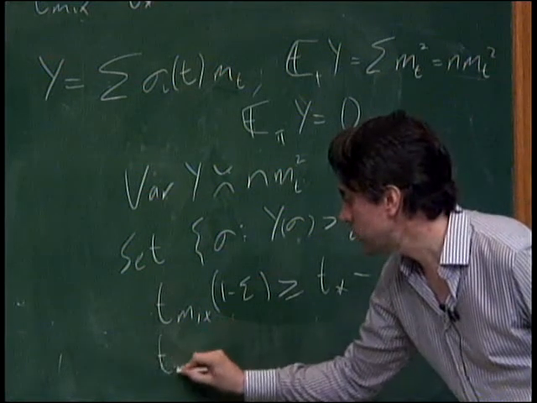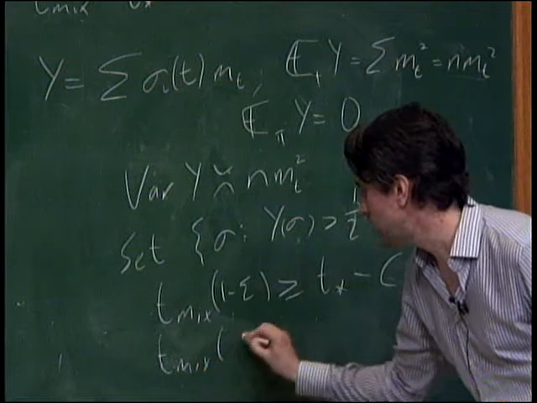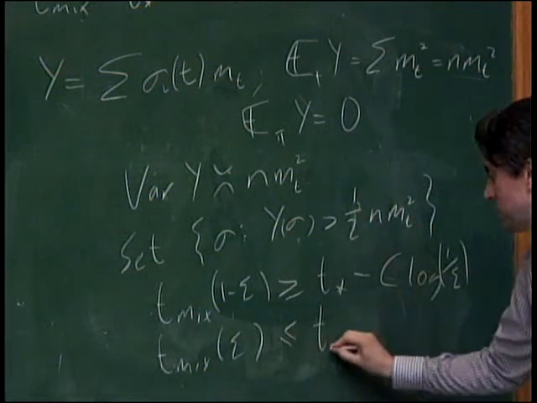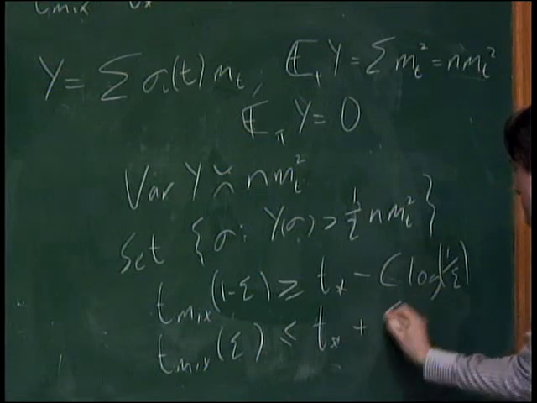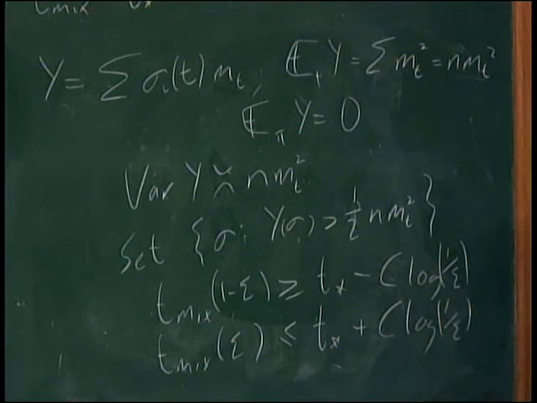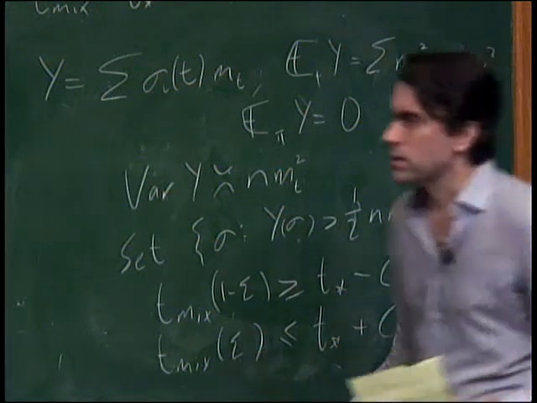Okay, and we want to show the opposite bound, that T mix of epsilon is less than or equal to T star plus C log 1 over epsilon. And it will be this that will need new machinery in order to tackle. Okay, any questions? Okay.